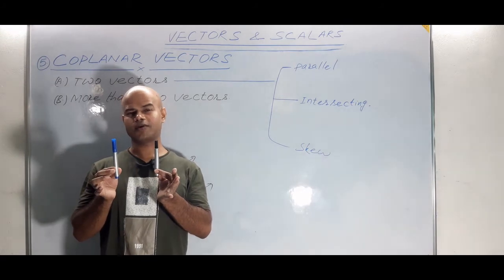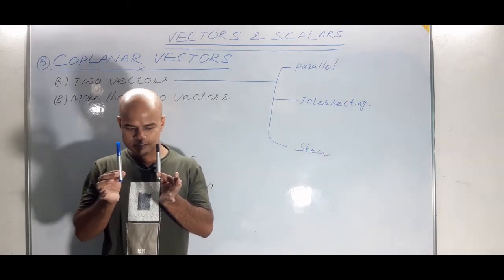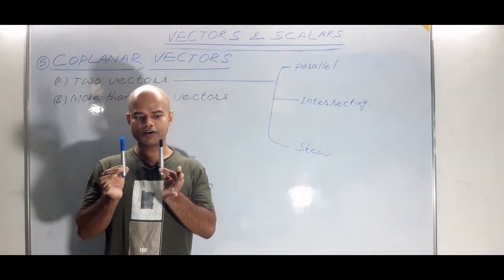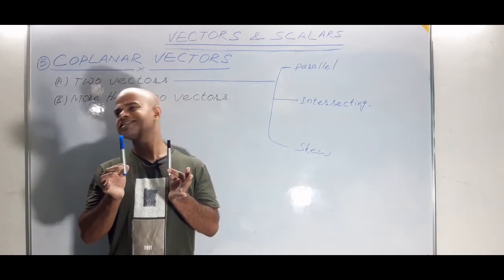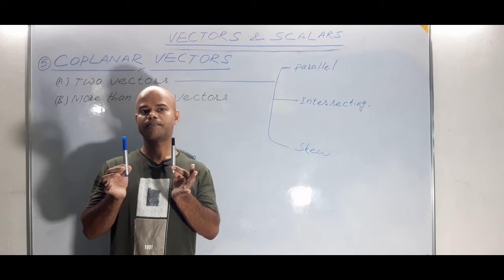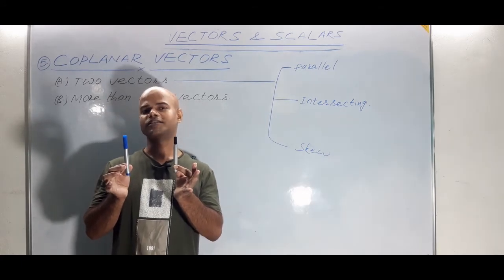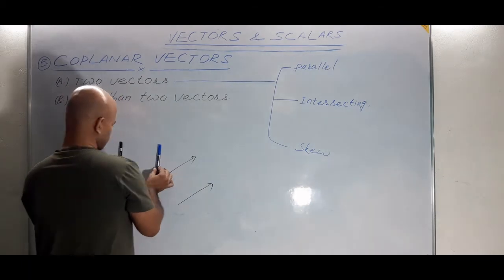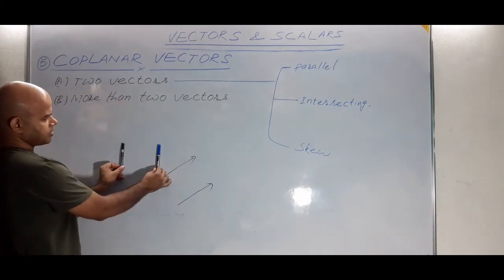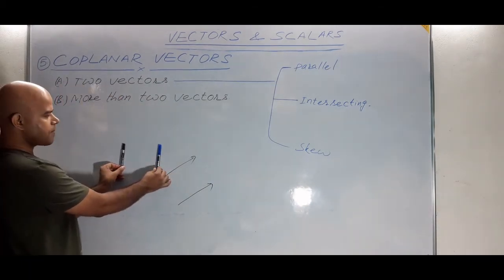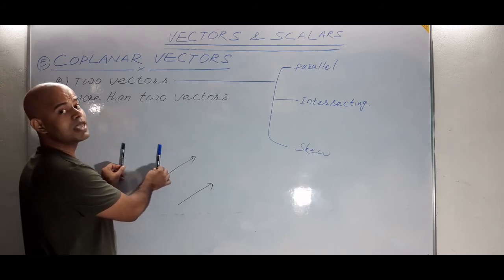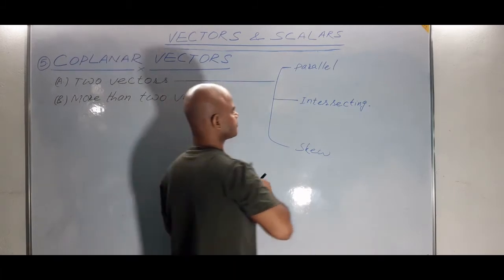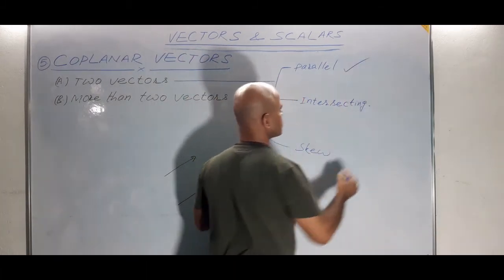Very simple to visualize. If you fill the region, or the area between these two lines, and you extend it further everywhere, that is the plane which will contain both of these vectors. You can see, if I shift it parallelly, these vectors will lie in the plane of the board. So two parallel vectors will always be coplanar.